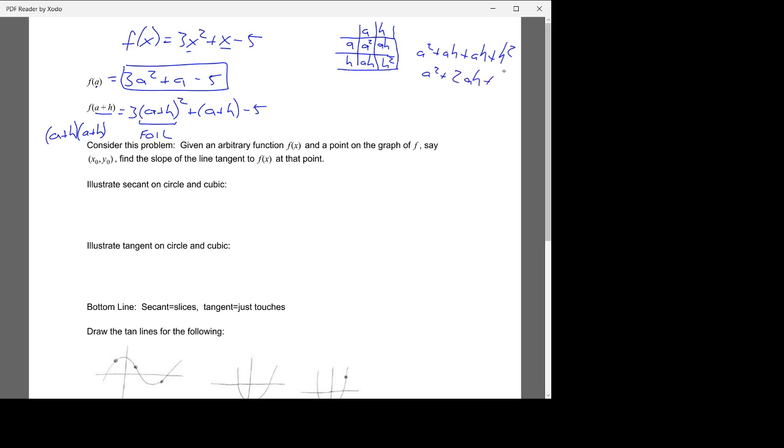So then down here, we have 3 times a squared plus 2ah plus h squared plus a plus h, no need for those parentheses, minus 5. And then we multiply the 3, like super distribute that guy to each term. So 3 times a squared, 3a squared, plus 3 times 2ah, 6ah, plus 3 times h squared, 3h squared, plus a plus h minus 5. None of those are like terms. It's a squared, there's no other a squared. There's a times h, there's no other a times h. So all those are unique terms.